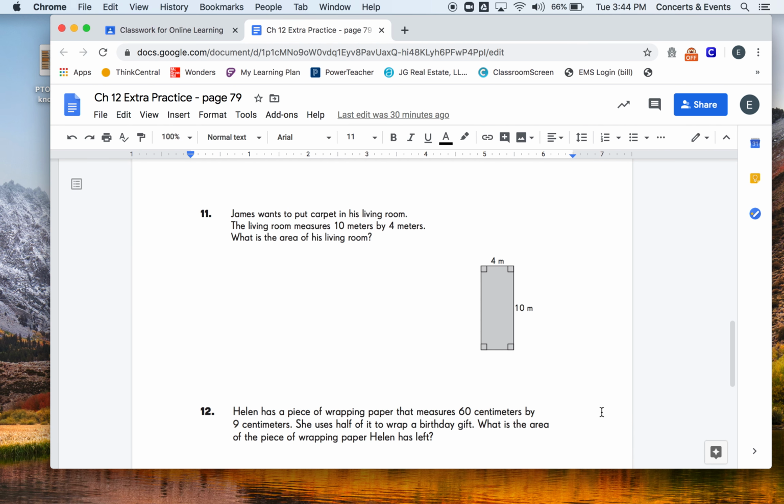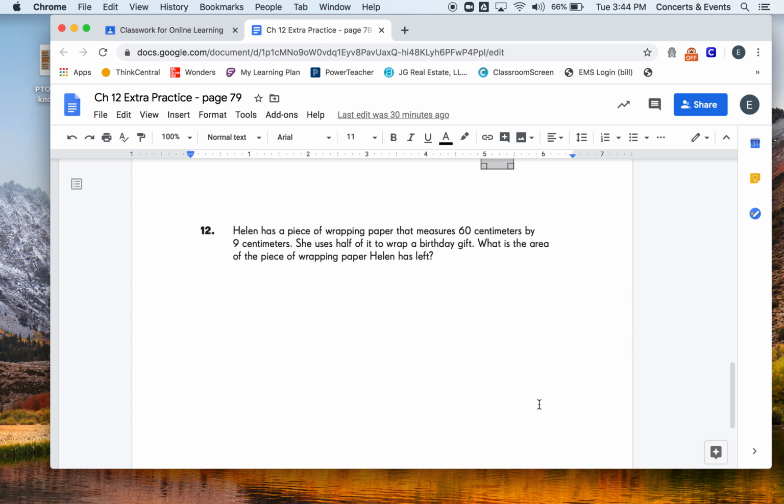All right, one more, and this one's tricky. So definitely stop and pause and try this one if you haven't done this one yet, and press play when you're ready. Helen has a piece of wrapping paper that measures 60 centimeters by 9 centimeters.